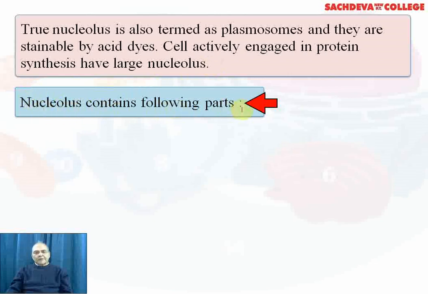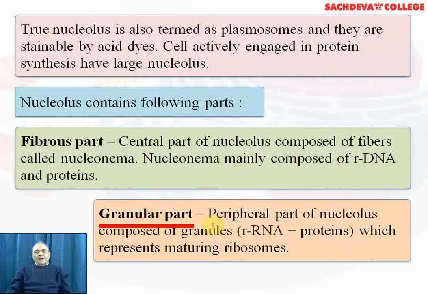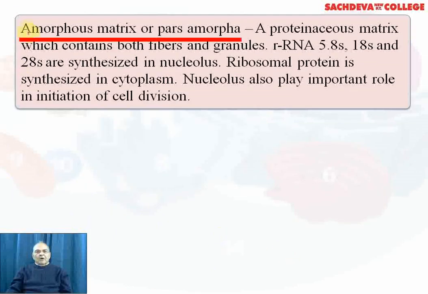Nucleolus contains the following parts. Fibrous part, that is the central part of the nucleolus, composed of fibers called nucleonema. Nucleonema is mainly composed of rDNA and proteins. Granular part, the peripheral part of the nucleolus, composed of granules. It has rRNA plus proteins, which represent the maturing ribosome phase. Amorphous matrix or pars amorpha, a proteinaceous matrix which contains both fibers and granules.